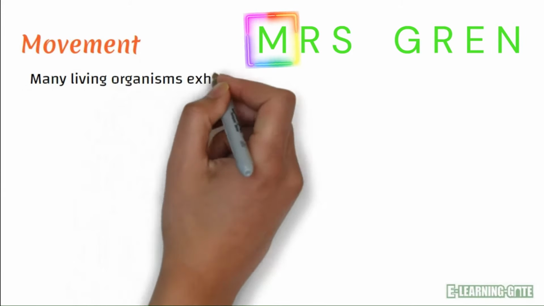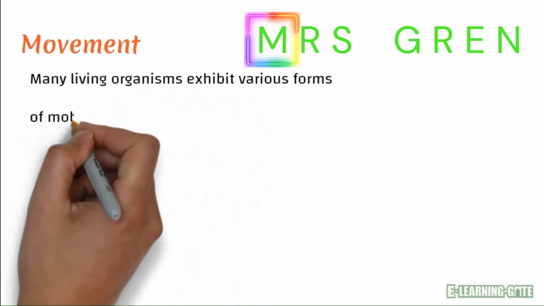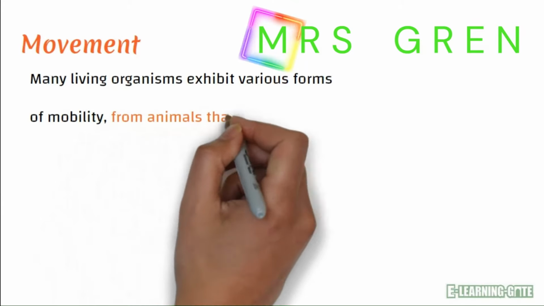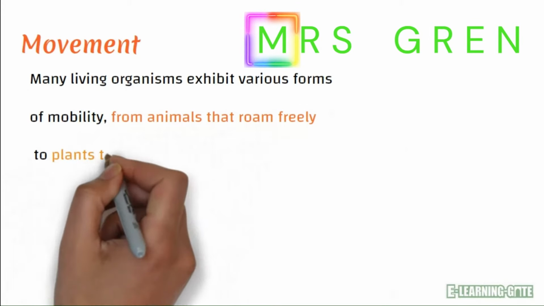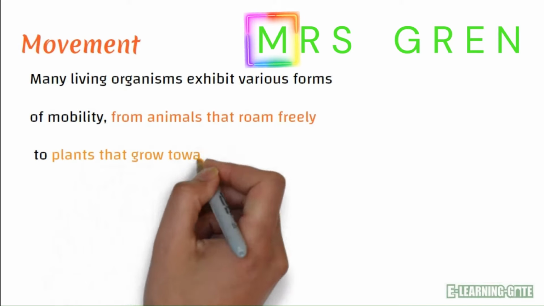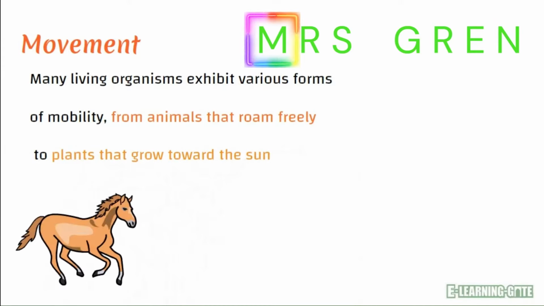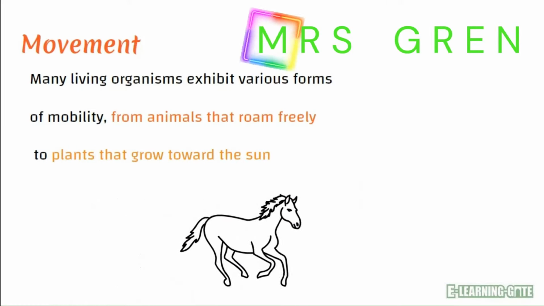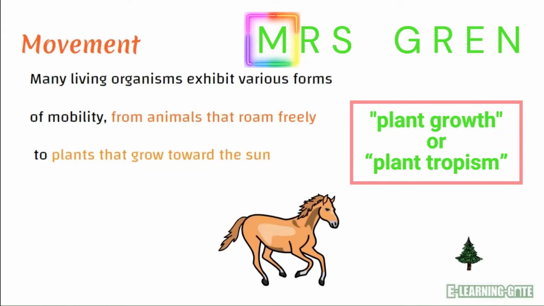Many living organisms exhibit various forms of mobility. This mobility is from animals that roam freely to plants that grow toward the sun. In animals, movement is typically referred to as animal locomotion. In this locomotion they can change their positions. The movement in plants is often referred to as plant growth or plant tropism.